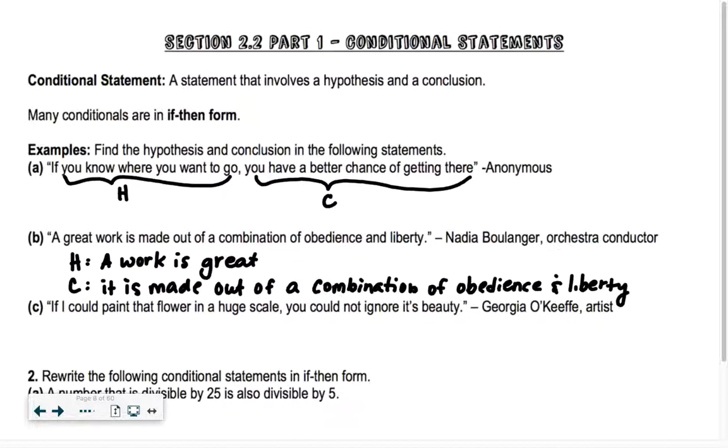Very fun to write all this out, right? All right, so C, if I could paint a flower on a huge scale, you could not ignore its beauty. Do you guys see the if and the then? I could paint a flower on a huge scale, that's our hypothesis. You could not ignore its beauty, that's our conclusion.